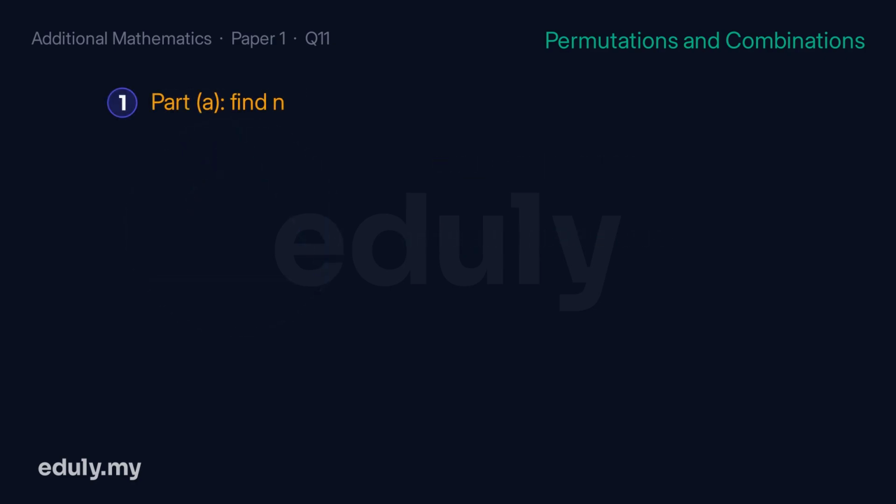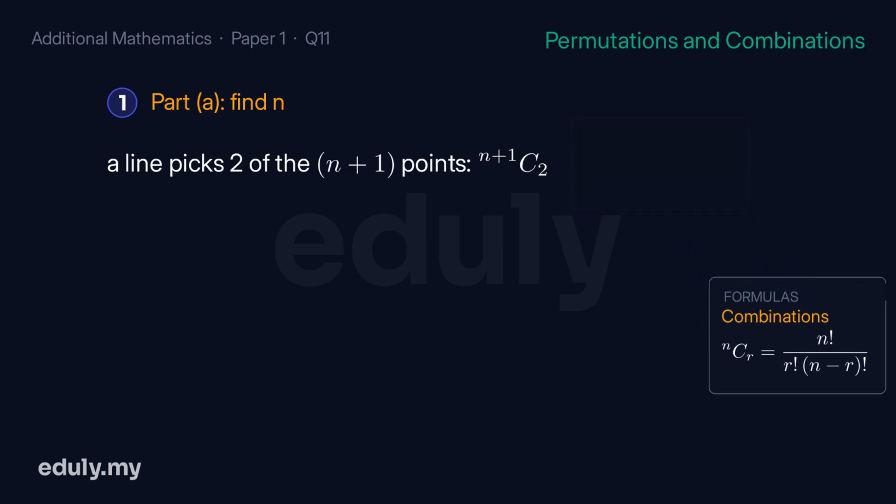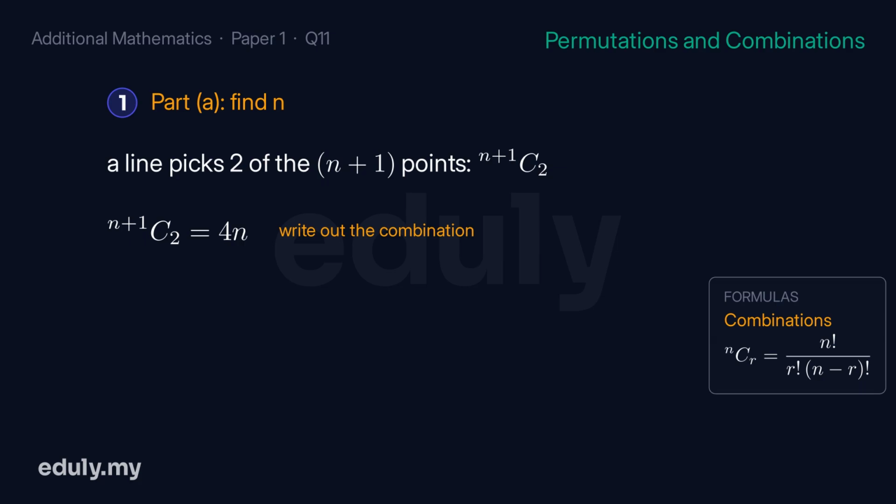Section 1. First, we use the line count to find n. A line joins 2 points, so the number of lines is the number of ways to choose 2 points from the n plus 1 points. That count is given by the combination formula. We are told that equals 4n, so here is our equation. Writing out the combination gives n plus 1 times n over 2.